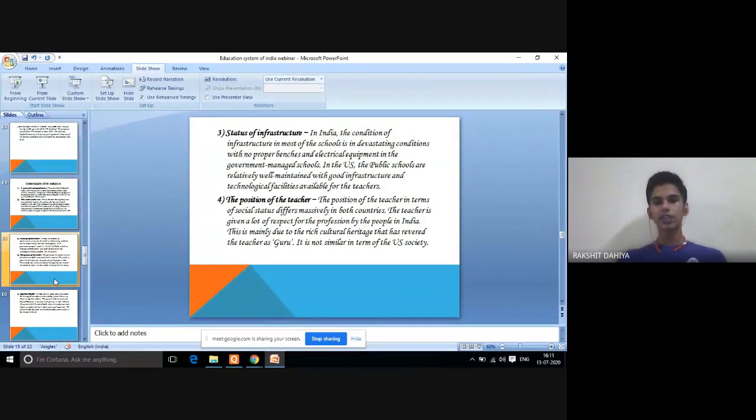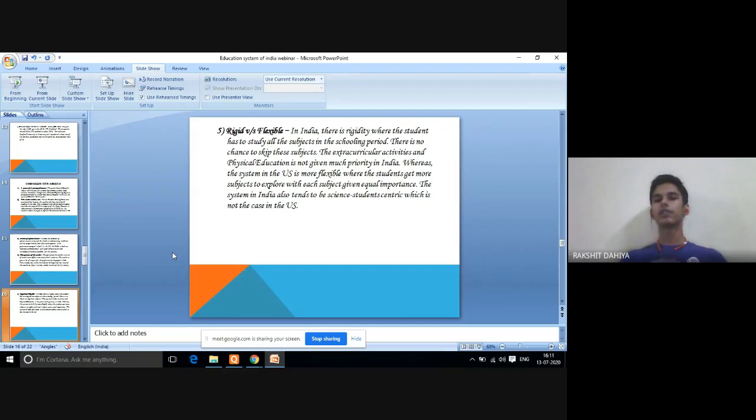status differs massively in both countries, because we all know we celebrate Teachers' Day. We have different types of functions related to that. Teachers are told as the guru, and they are told as after the god. So if you talk about the social status, teachers are given a lot of importance in India, but which is not similar to society. So if you move towards the next slide, they say rigid versus flexible.